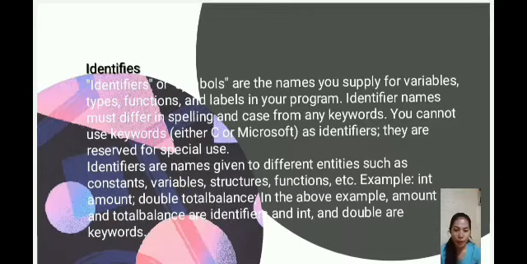Identifiers. The identifiers or symbols are the names you supply for variables, types, functions, and labels in your program. Identifier names must differ in spelling and case from any keywords. You cannot use keywords, either C or Microsoft, as identifiers. They are reserved for special use.